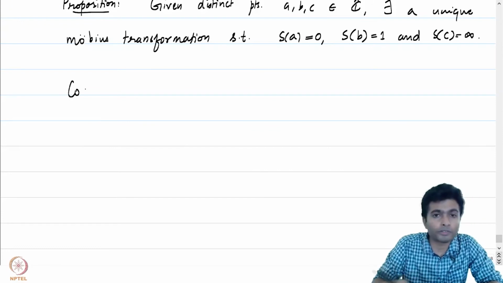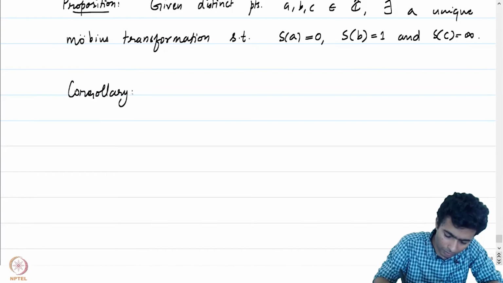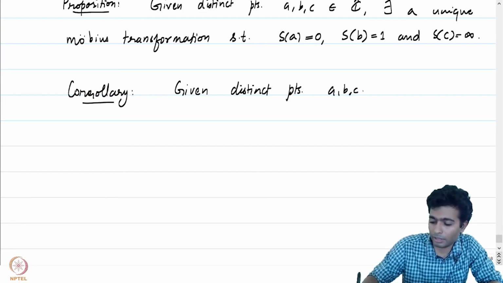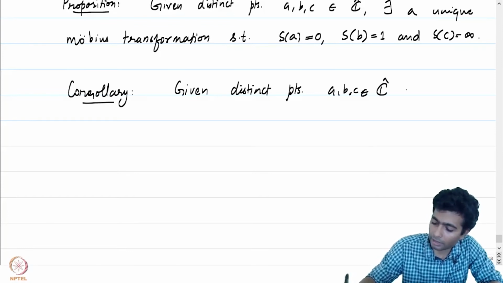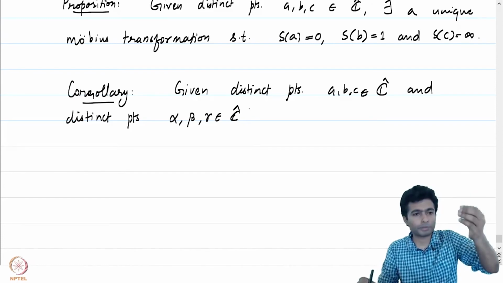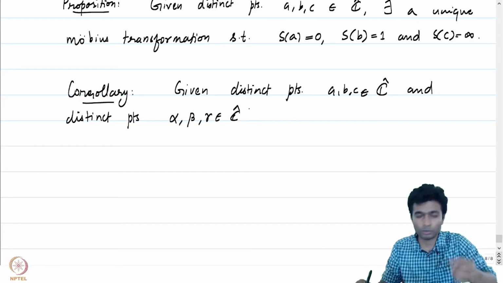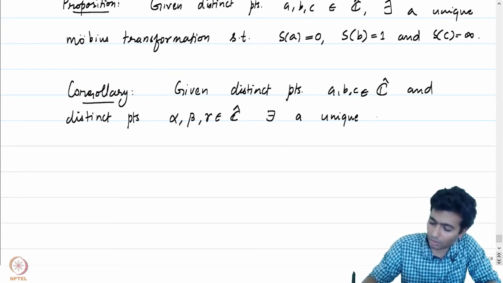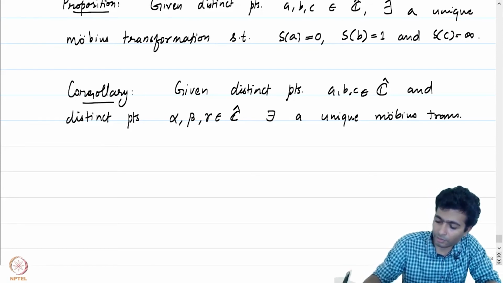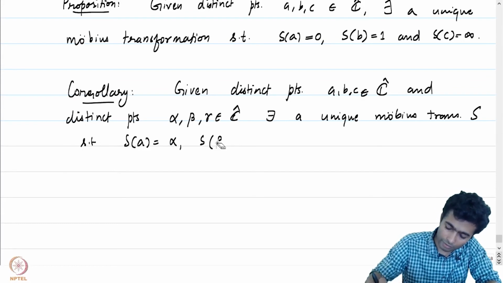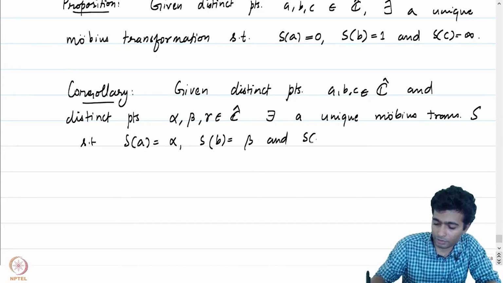In fact, we have proved a little more. We have proved the following corollary. Given distinct points A, B, C in C hat and distinct points alpha, beta and gamma in C hat, there exists a unique Mobius transformation S such that S of A is equal to alpha, S of B is equal to beta and S of C is equal to gamma.